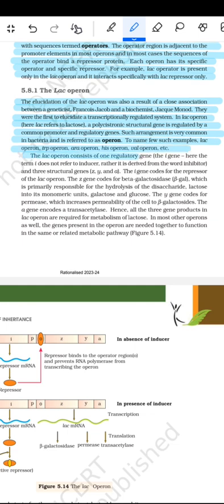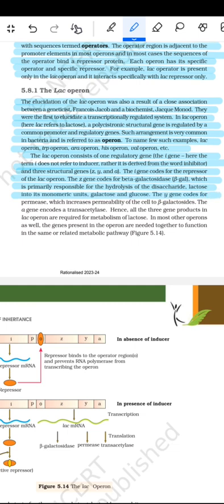The lac operon consists of one regulatory gene, the i gene. Here the term i does not refer to inducer, rather it is derived from the word inhibitor. And there are three structural genes: Z, Y, and A. The i gene codes for the repressor of the lac operon. The Z gene codes for beta-galactosidase, which is primarily responsible for the hydrolysis of the disaccharide lactose into its monomeric units, galactose and glucose.